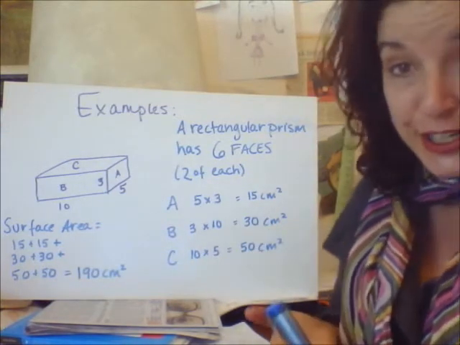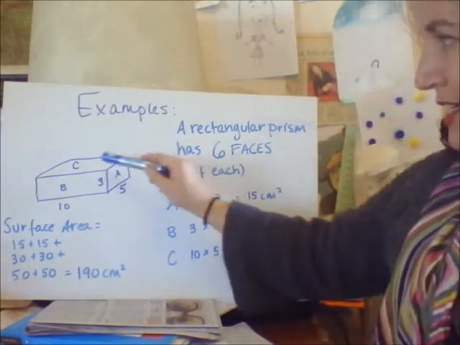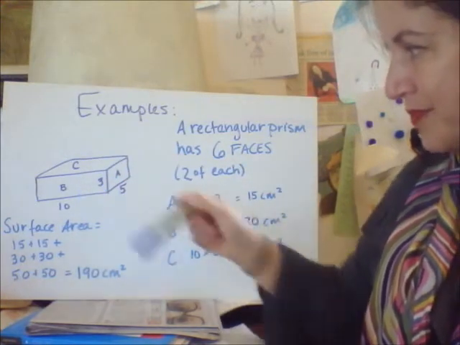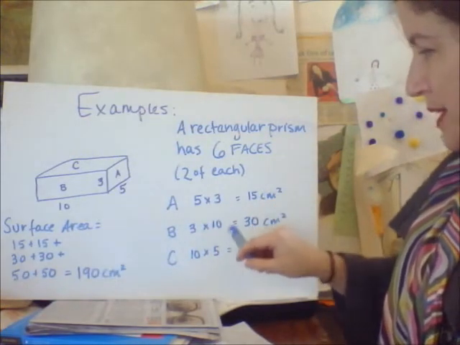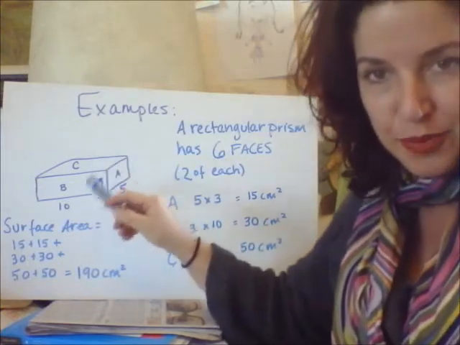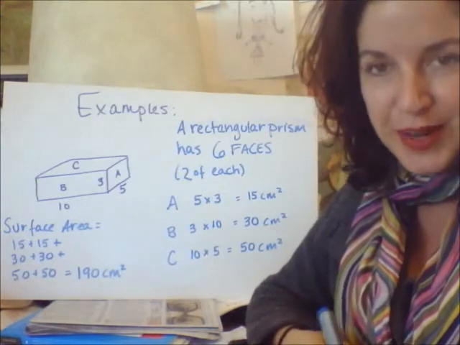Okay? Then all you're going to do is add all of those up. Now don't forget, you've got to do each one twice, because as you can see for C, there'll be the face you can see and the one that it's resting on underneath. So the surface area ends up being 15 plus 15 plus 30 plus 30 plus 50 plus 50. So for this rectangular prism, the surface area is going to be 190 centimeters squared.